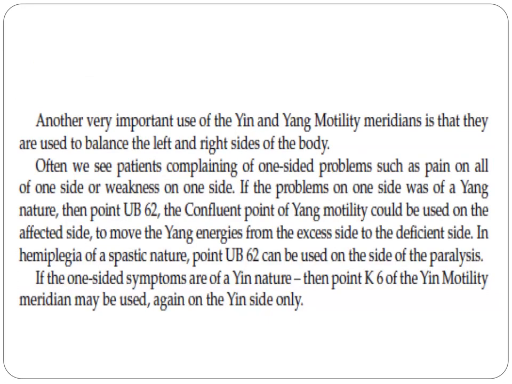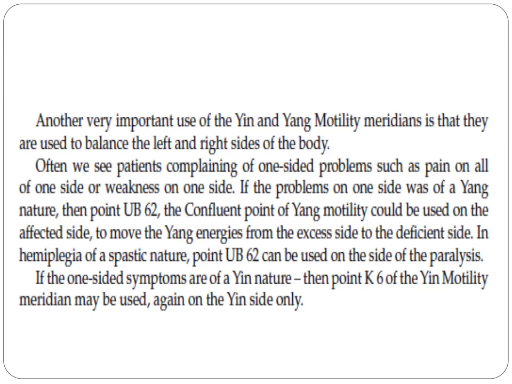Another very important use of the Yin and Yang motility meridians is that they are used to balance the left and the right sides of the body. Often we see patients complaining of one-sided problems such as pain on all of one side or weakness on one side. If the problem on one side was of a Yang nature, then point bladder 62, the confluent point of yang motility, could be used on the affected side to move the yang energies from the excess side to the deficient side.